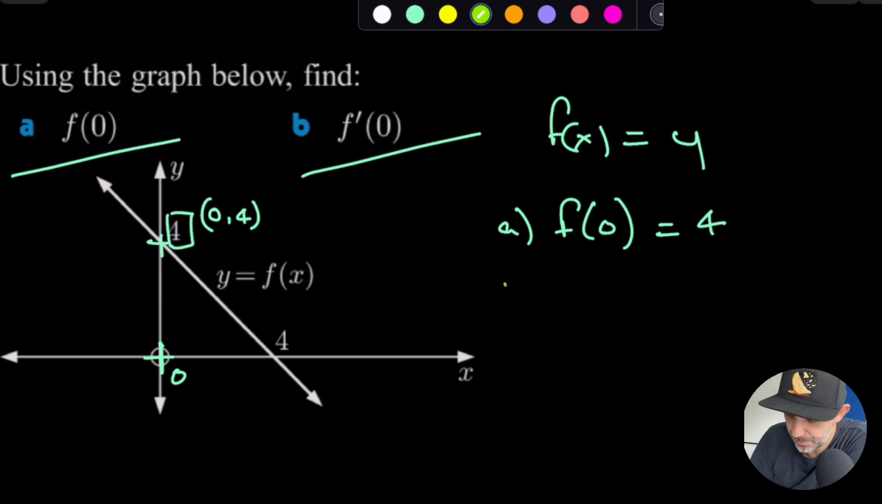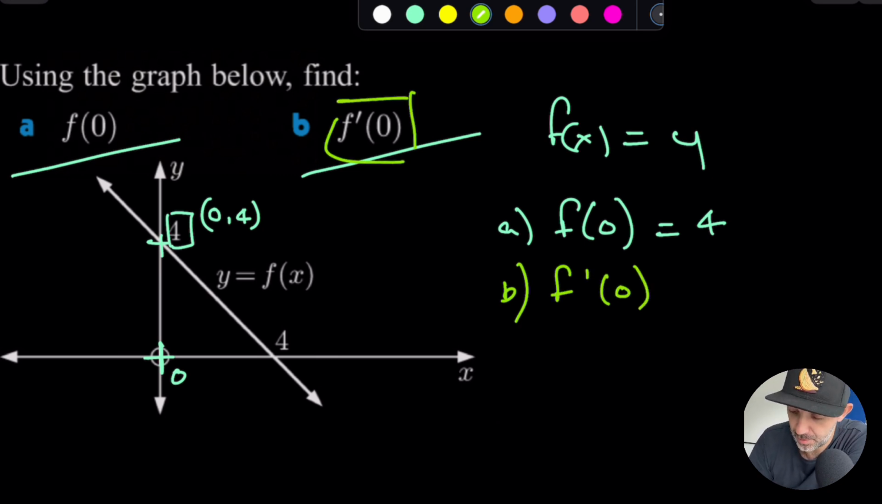Part B of this question states f prime of 0. So the difference here is this is the gradient function. It's asking us what is the gradient at 0. So we go back to 0 again and we go up to the graph, and it wants to know the gradient at this point. We can see that it's a linear line, that means a straight line. So what is the gradient at this point?